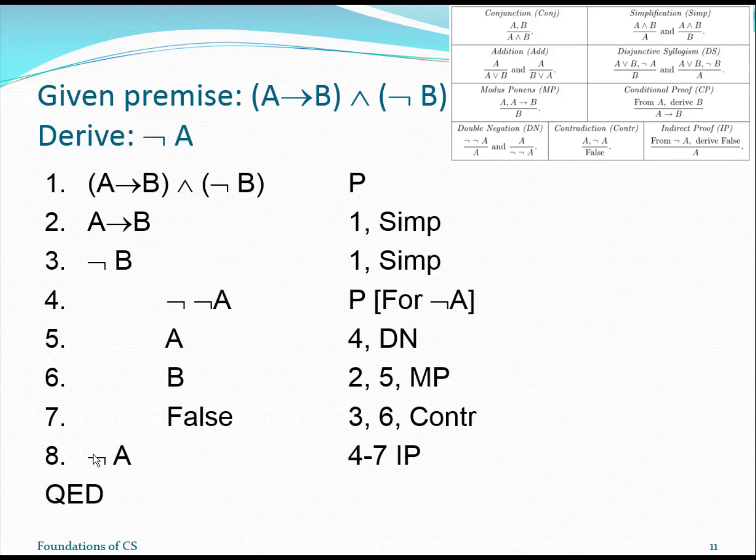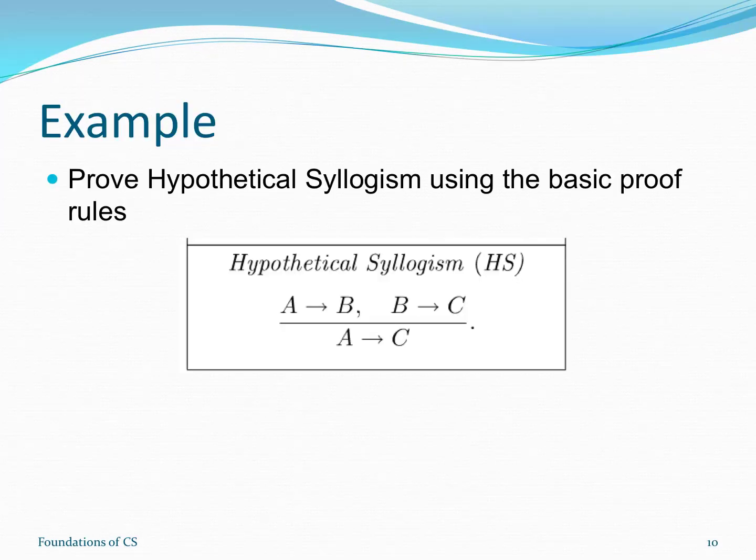And the reason that we have IP with its own line number here is because we are outdenting from a subproof. So here's our subproof, and we outdent, and if we're outdenting from a subproof, then we get a line number, even if it's the very end of our proof and we have an IP or a CP at the very end. Let's do another example.